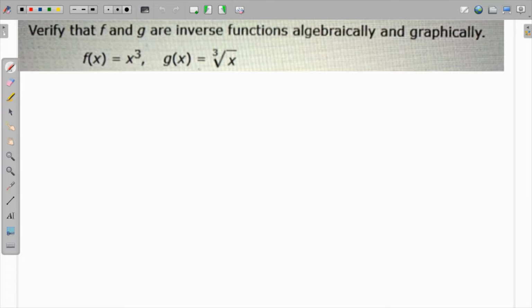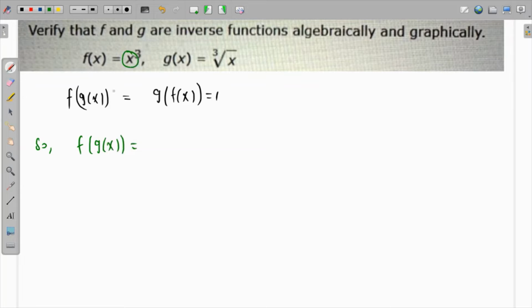In this question, we need to verify that f and g are inverse of each other, algebraically as well as graphically. Algebraically, we have to prove that f of g(x) should be equal to g of f(x) should be equal to x. So let's find f of g(x).